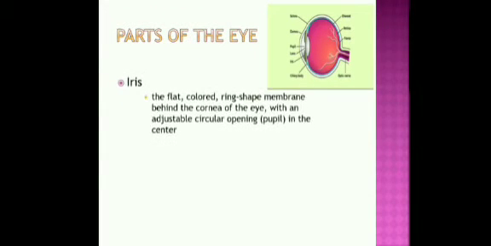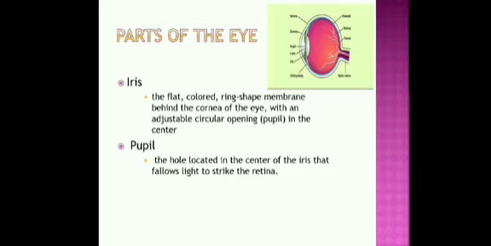Next is the iris. It is a flat, colored, ring-shaped membrane behind the cornea of the eye with an adjustable circular opening in the center. This controls the amount of light that enters the eye by opening and closing the pupil. Next is the pupil. It is the hole located in the center of the iris that allows light to strike the retina. This means that it allows light to enter the eye so it can be focused on the retina.